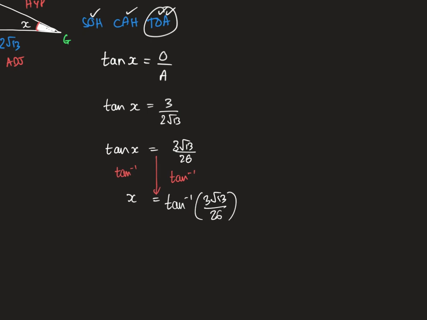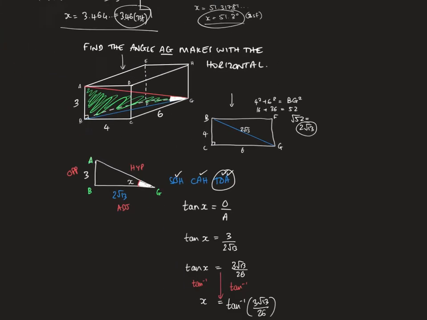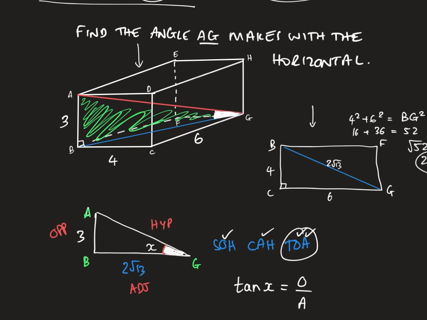So I just press Shift tan to get the tan to the minus 1. And then I can press my answer button and then close the brackets. And the answer here is x is equal to 22.58853, which is 22.6 degrees to 3 SF, or whatever we're asked for within the question. So that is how to find this angle, the angle that AG makes with the horizontal.